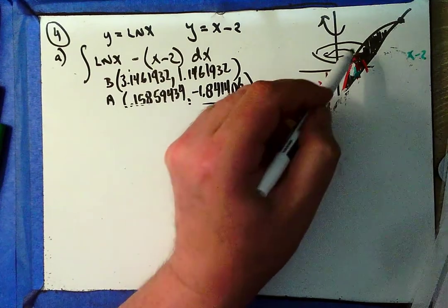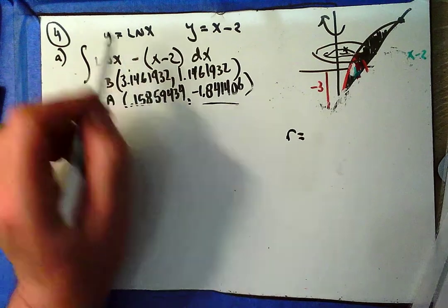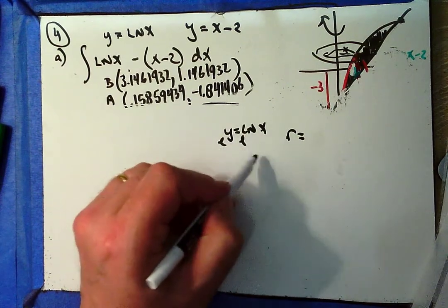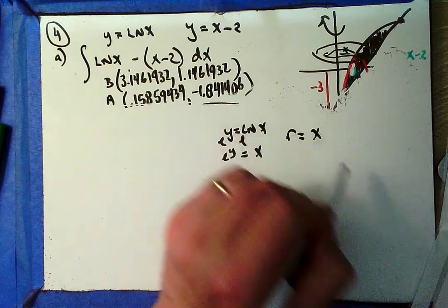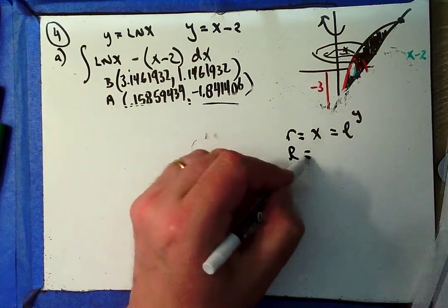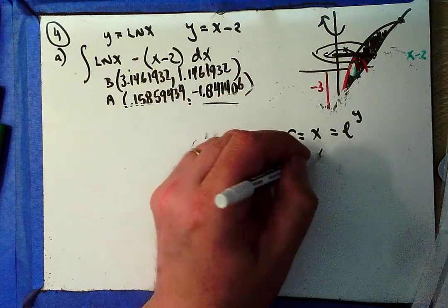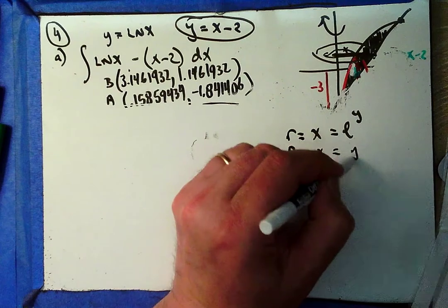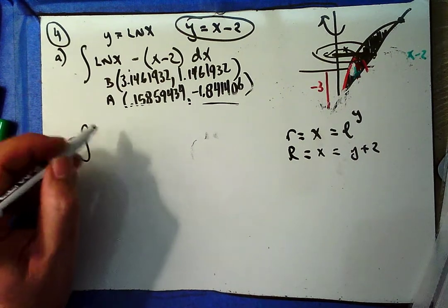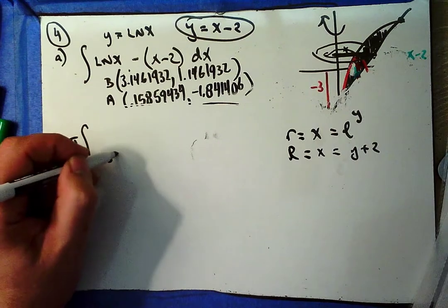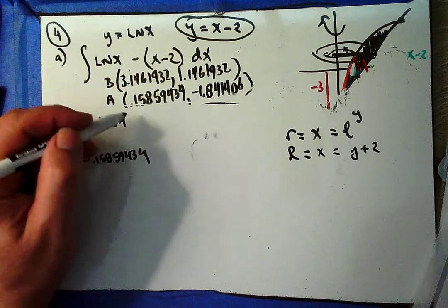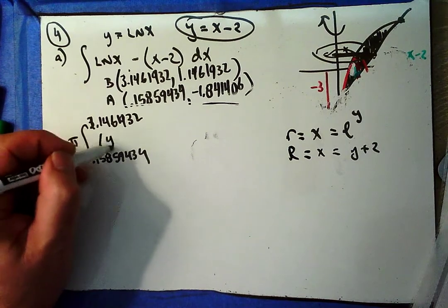Our little r is this x distance, which is the x distance for that curve. And we know that if y equals ln of x, then x equals e to the y. So the little radius is x, which is e to the y. And then the big radius is this distance. It's also an x, but it's the x that goes to the other curve, which is y plus 2. And so we could write the integral, don't forget the pi, and we're integrating x's, so 0.1585944 to 3.1461932 of big R, y plus r.